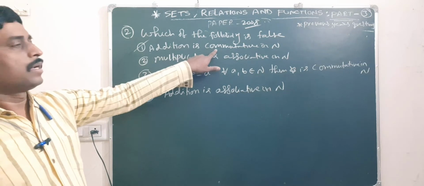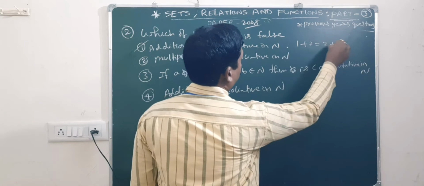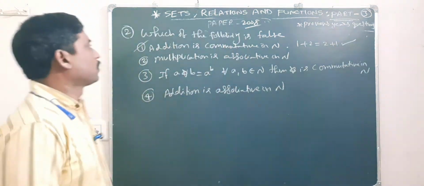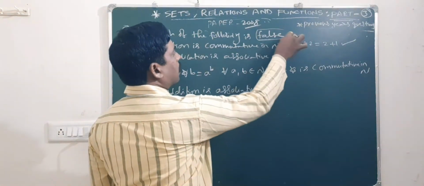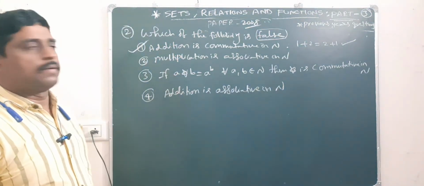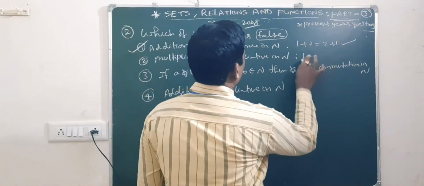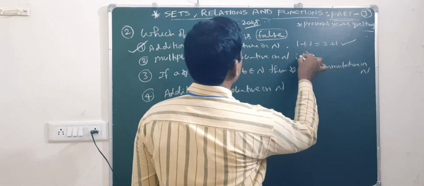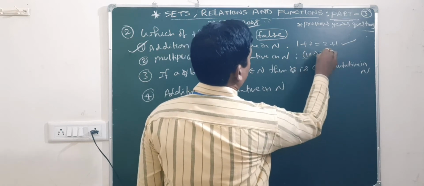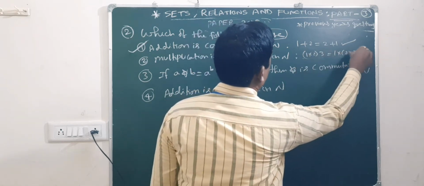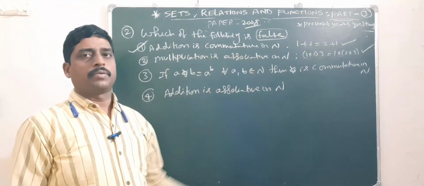Addition is commutative in natural numbers. Let us take one example. 1 plus 2 is equal to 2 plus 1, always true. So commutative, this is the correct answer. So what is required? Which is the false? Multiplication is associative. Associative property, 1 into 2 into 3 is equal to 1 into 2 into 3. This is also true. Okay, multiplication is associative, satisfied.